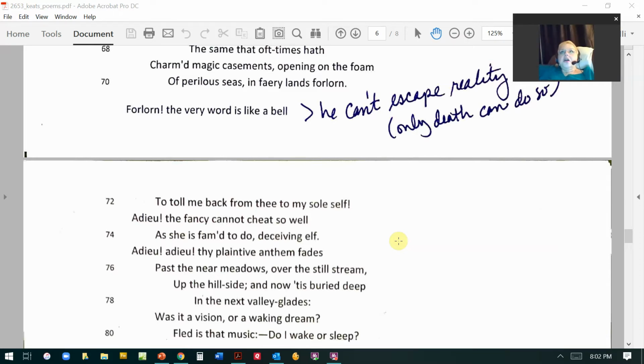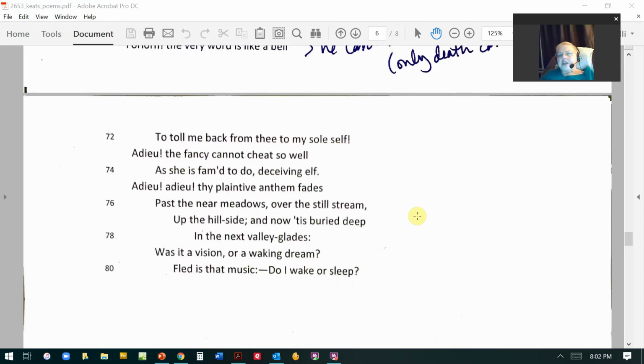So he can hear the bird, as the song gets fainter and fainter, he imagines how the bird is flying away. And he says, was it a vision or a waking dream? Fled is that music. Do I wake or sleep? Right? So at the end, he doesn't even know if this experience was real. Is it his poetic imagination? Right? And Keats would say, and we'll talk about this in the next one, that if your imagination sees it, then it is.